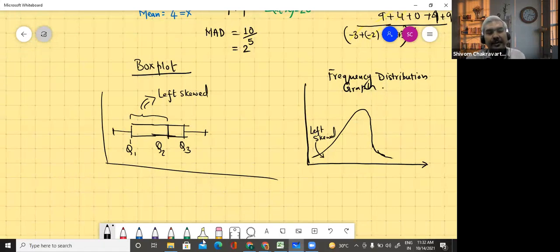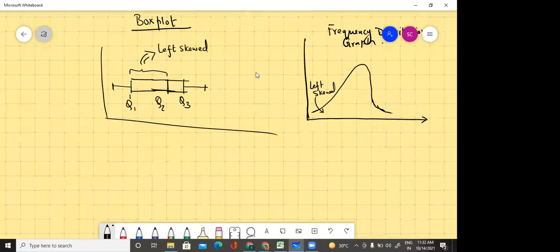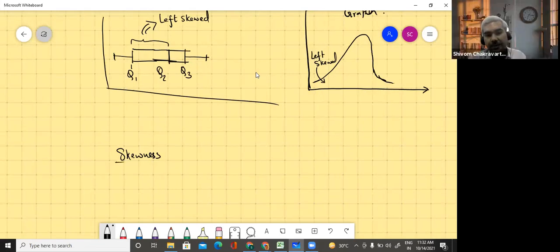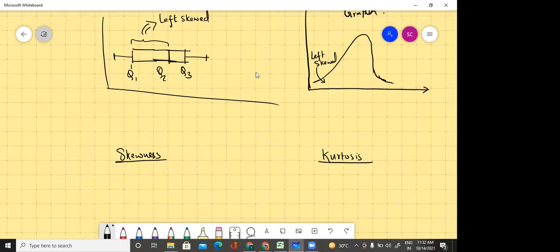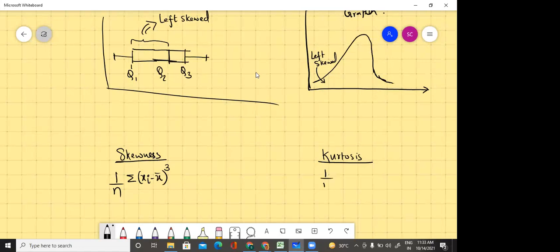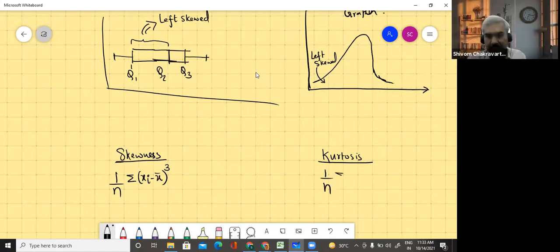Skewness formula, do you remember the skewness formula? And the kurtosis formula. Can you refer back to your notes? So 1/n, then summation of xi minus x bar, to the power of 4. For kurtosis, it is to the power of 4. Oh, kurtosis, yes, I'm sorry, I was saying kurtosis. No issues.